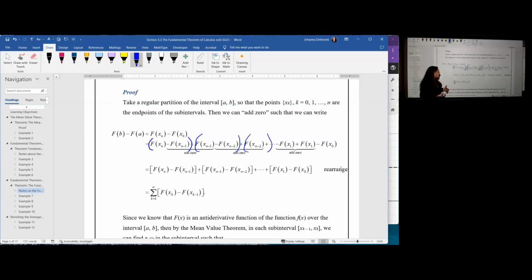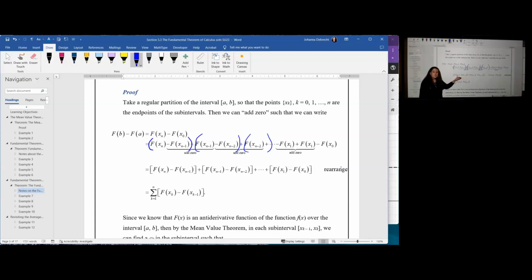When you group them together, notice this gives you F of x sub n minus F of x sub n minus 1. This would be the antiderivative evaluated over a small subinterval. And the next one is F of x sub n minus 1 minus F of x sub n minus 2. Again, evaluating over a small subinterval. This is just a rearrangement of terms, so it is equivalent to F of b minus F of a.